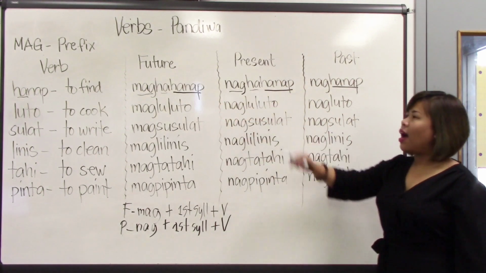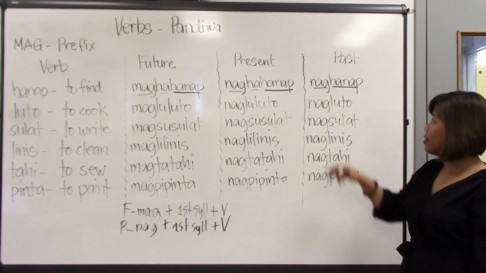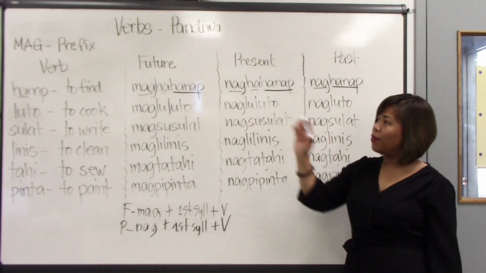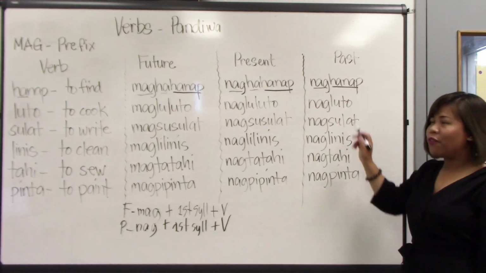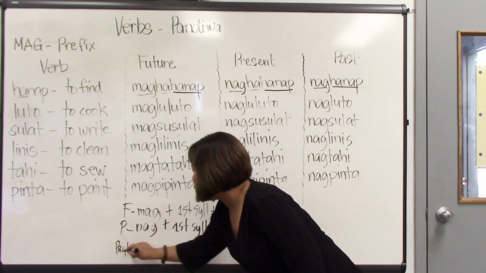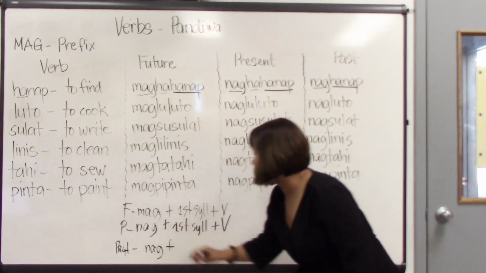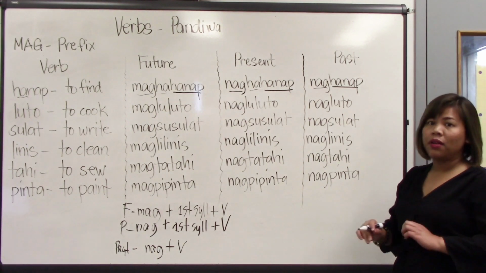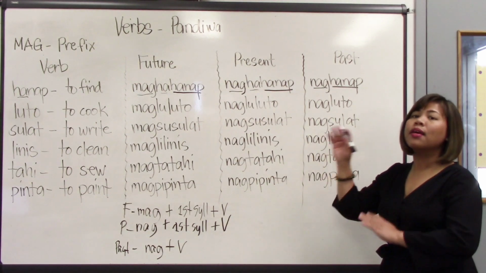Maghahanap, naghahanap, naghanap. So we still use the prefix nag, but what did we do? We removed the first syllable of the verb hanap there. So it's just nag plus the entire verb hanap. So in forming the past, we use the prefix nag plus the verb. That's easy, right? It's a pattern. So in every verb in this particular group, it has the same pattern.